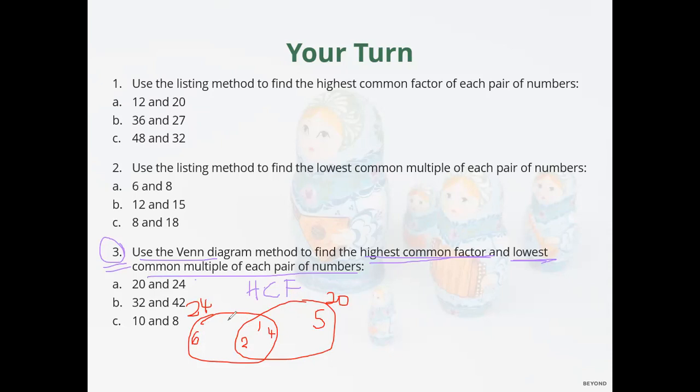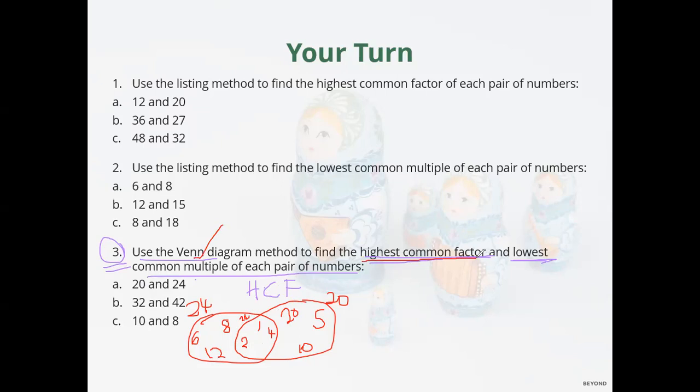8, yes, 8 will go here with 24. 9 out of the game. 10, yeah, 10 goes with 20. 11 out of the game. 12, 24, 12 will go here. 13, 14, 15 out of the game. 16, 17, 18, 19 out, and 20 will be here. 24 will be here. Well done. So now you have used the Venn diagram.